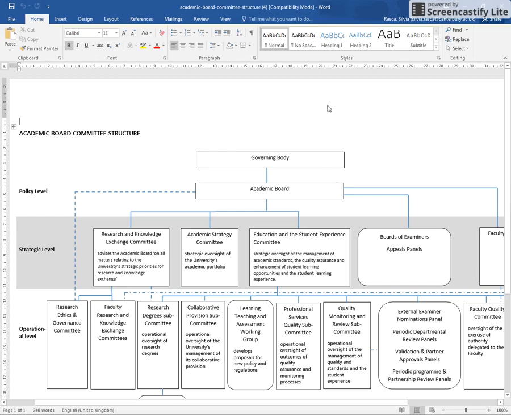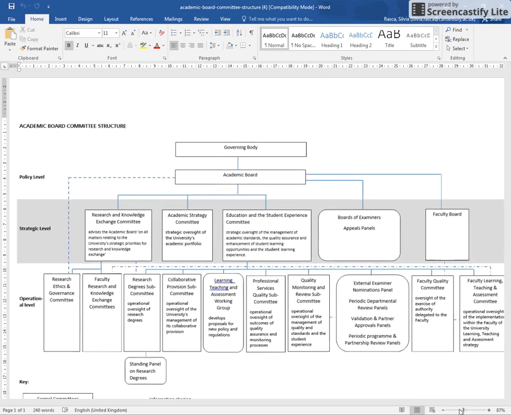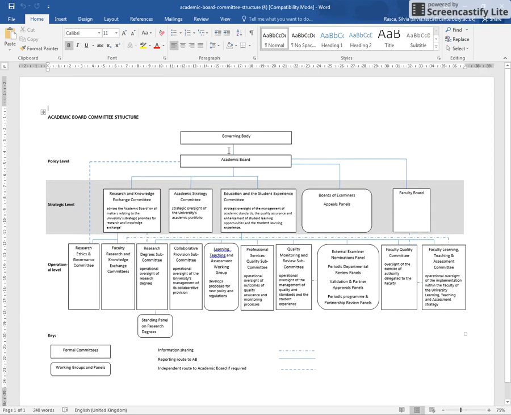So let's have a look. First of all, there is a governing body that governs the entire university, and then you can see the actual structure of the decision making bodies within the university. So some of you may sit on the Education and Student Experience Committee, some of you on the Learning and Teaching Committee, some on faculty boards. So please have a look where your committee fits and what exactly it does in the wider academic board committee structure.